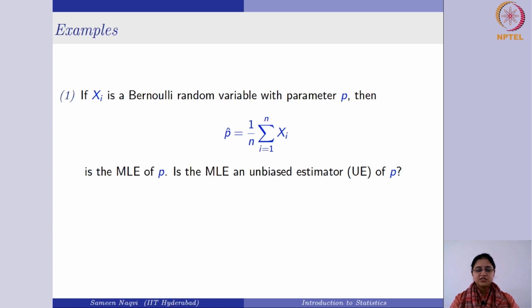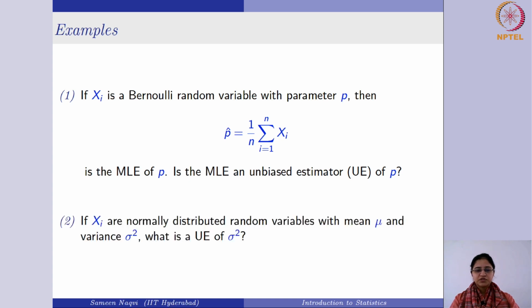So to understand this, let us consider different examples. The first example says that if you have a Bernoulli random variable with parameter p, then p hat, which is 1 over n summation xi, is the MLE of this parameter. We have seen this last time also. Then we need to check whether the MLE that we obtained is an unbiased estimator of this parameter or not.